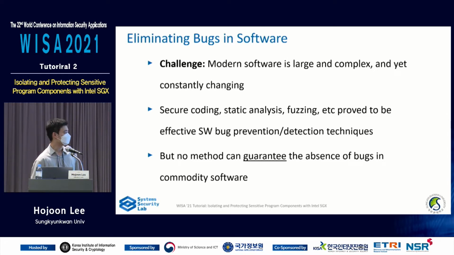You can also run static analysis to find and mitigate software bugs. And as a runtime bug discovery technique, there's fuzzing and so on. So they prove to be very effective software bug prevention and detection techniques. But the problem we're now facing today is that we have so much important data, so many important secrets in play. So no method can guarantee the absence of bugs in commodity software.